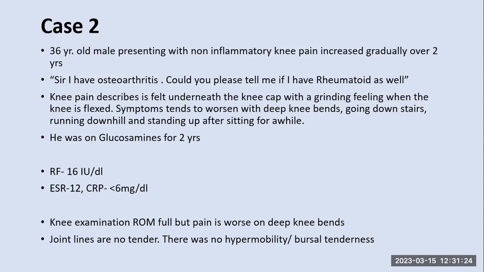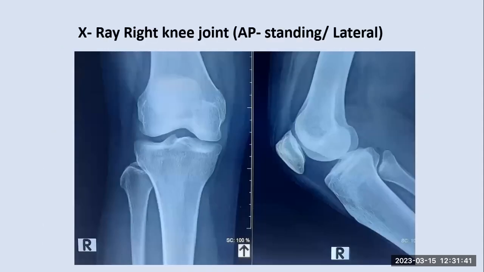ESR was 12, CRP was 6. Examination was unremarkable, with a good range of movement, and the joint lines were non-tender. The knee was not hypermobile. There was no hyperextension, and there was no bursal tenderness. So this was his X-ray. Any comments on this? Is it a normal X-ray or not?